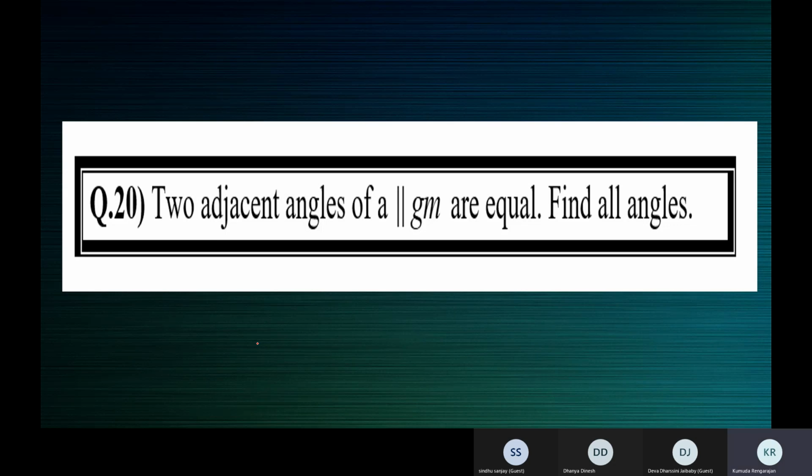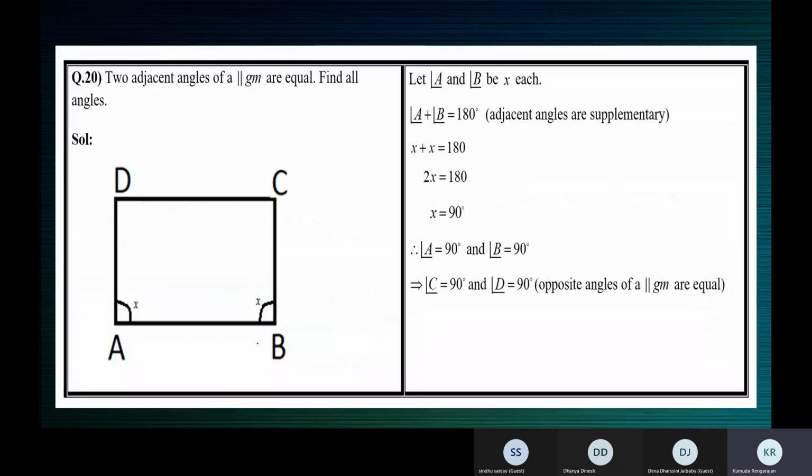What are the angles, children? All the angles are 90 degrees, ma'am. Okay, children, right. So if two adjacent angles of a parallelogram are equal, but we know they are supplementary, so if they're equal, x plus x is equal to 180. 2x is 180, x is equal to 90. You're right, children. All the angles are equal to 90 degrees.